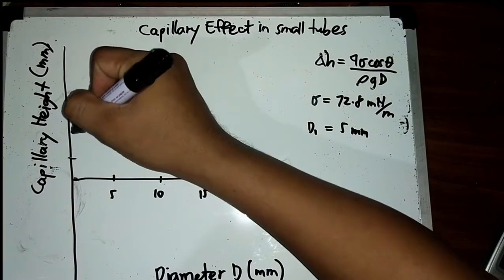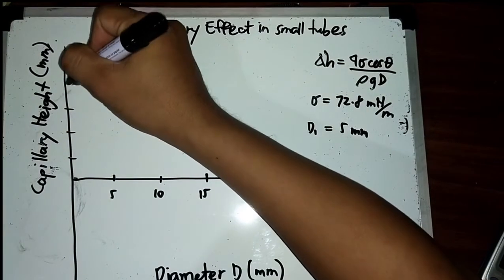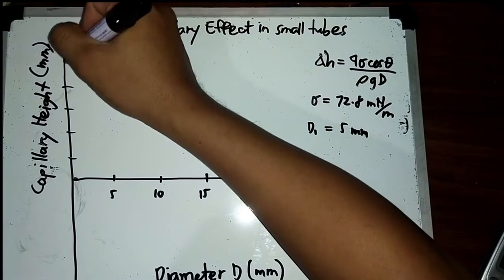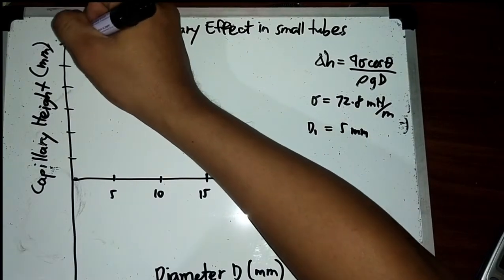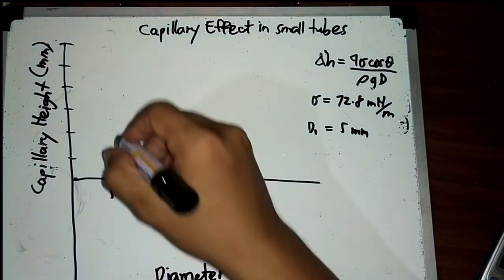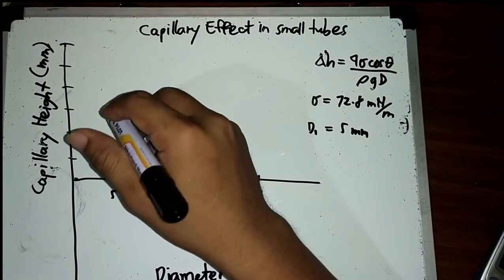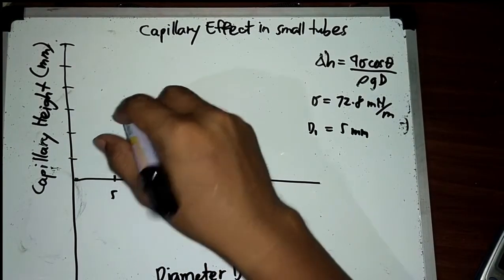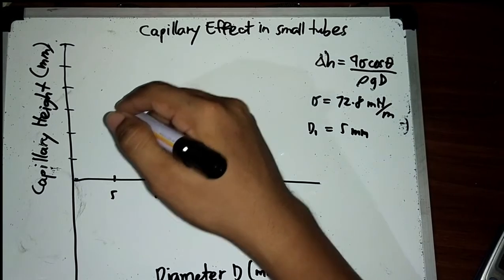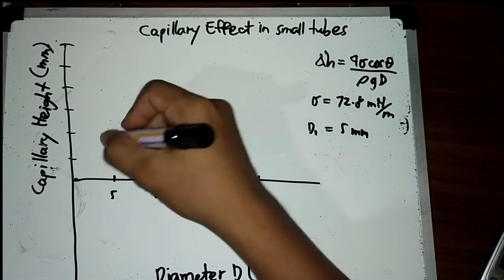So 5, 10, 15, 20, 25, 30. So if we graph, the height is 5.936 for the diameter 5.